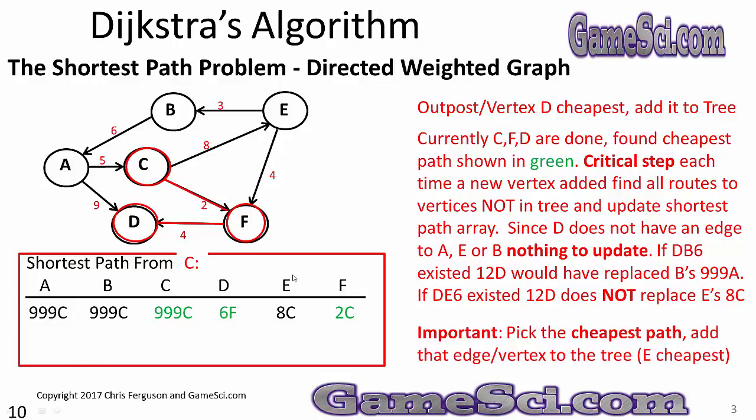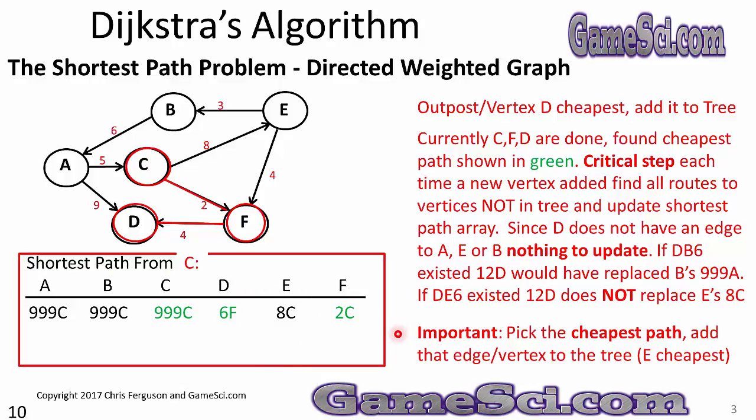Now, what if it did have an outgoing route? What if there was an edge from D to B? If DB6 existed, 12D would have replaced B's 999A. What if DE6 existed? What if there was an edge from D to E for the cost of 6? Well, if that existed, 12D does not replace E's 8C. You only replace or update a number when you find a cheaper route.